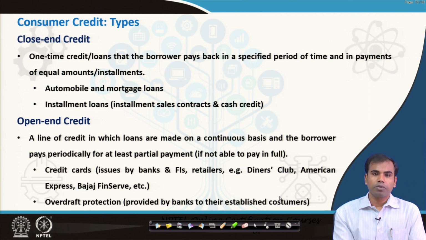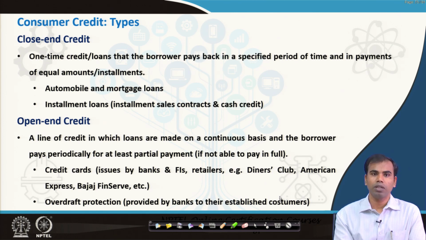To understand the types of credit which are available for individuals and households, there are two types of credit: closed end credit and open end credit. Closed end credits are one-time credits available for individuals, such as automobile and mortgage loans and installment loans, where individuals are offered loans on credit in terms of a one-time amount of money available for them.